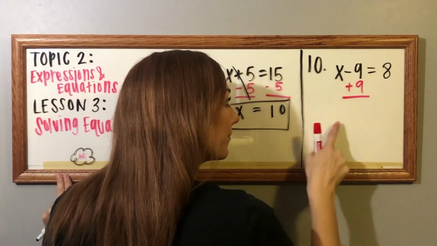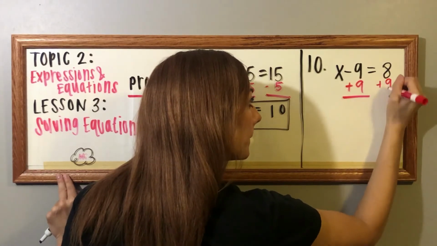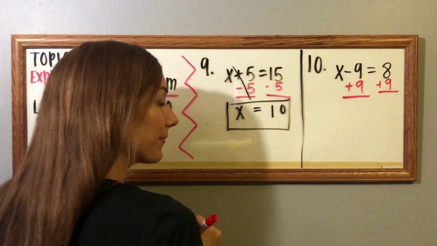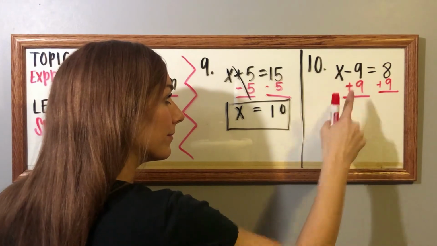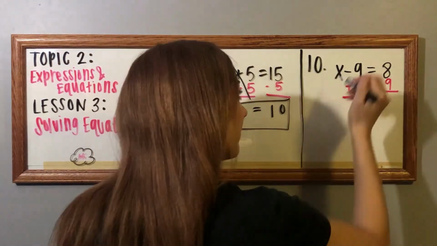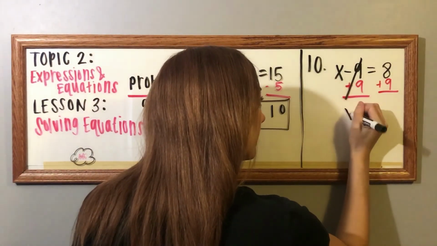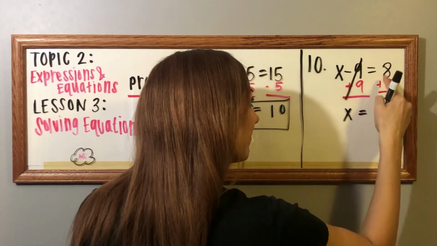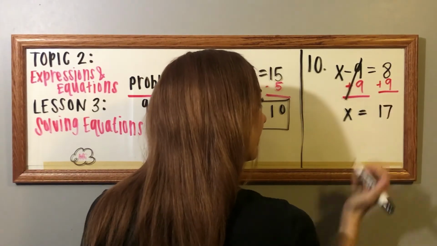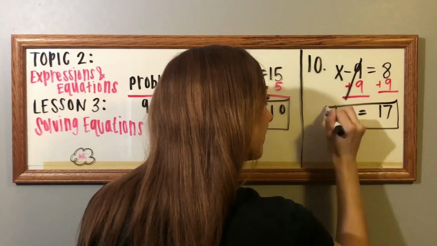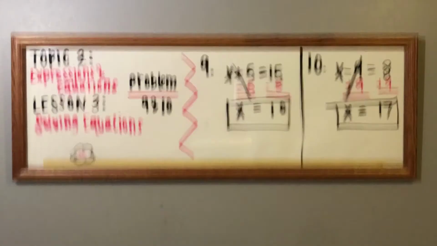Whatever I do to one side, I have to do to the other. So I need to add 9 to 8 as well. When I do negative 9 plus 9, those are going to cancel out and leave me with just the variable x. And then 8 plus 9 is 17. So I can see that x equals 17.